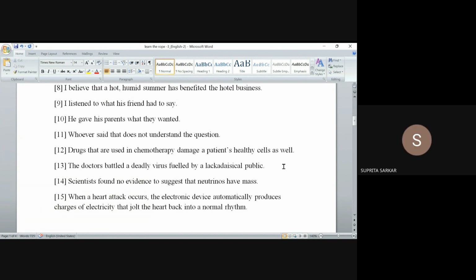The electronic device automatically. That is your what? Subordinate clause. When a heart attack occurs, ma'am. Yes, that is one of the subordinate clauses. And that jolt the heart back into a normal rhythm, right? Your independent clause is the electronic device automatically produces charges of electricity. And when a heart attack occurs and that jolt the heart back into a normal rhythm, these are the two subordinate clauses in the sentence.